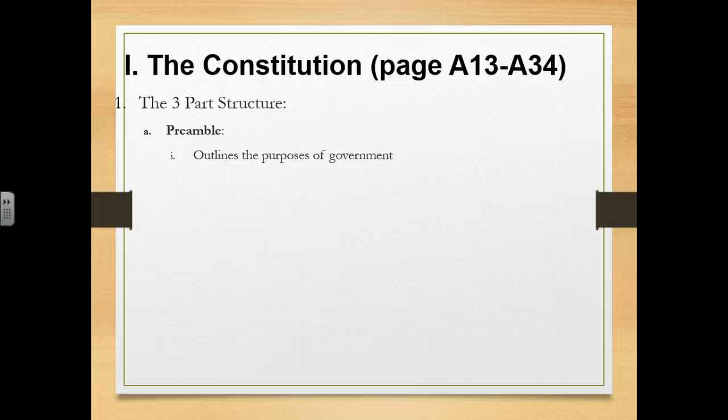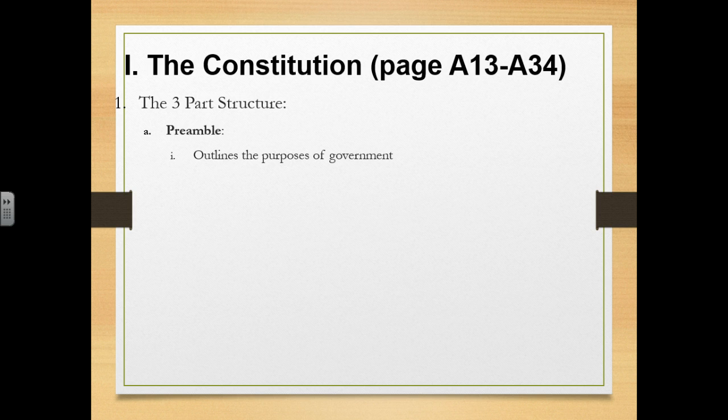We, the people of the United States, in order to form a more perfect union, establish justice, ensure domestic tranquility, provide for the common defense, promote the general welfare, and secure the blessings of liberty to ourselves and to our posterity, do ordain and establish this Constitution for the United States of America.